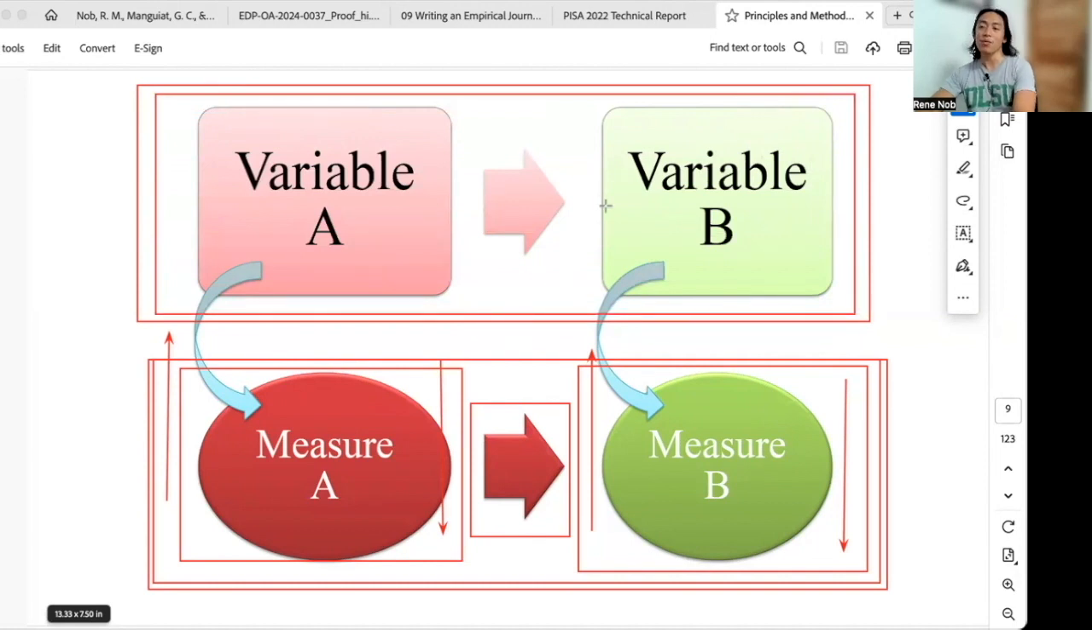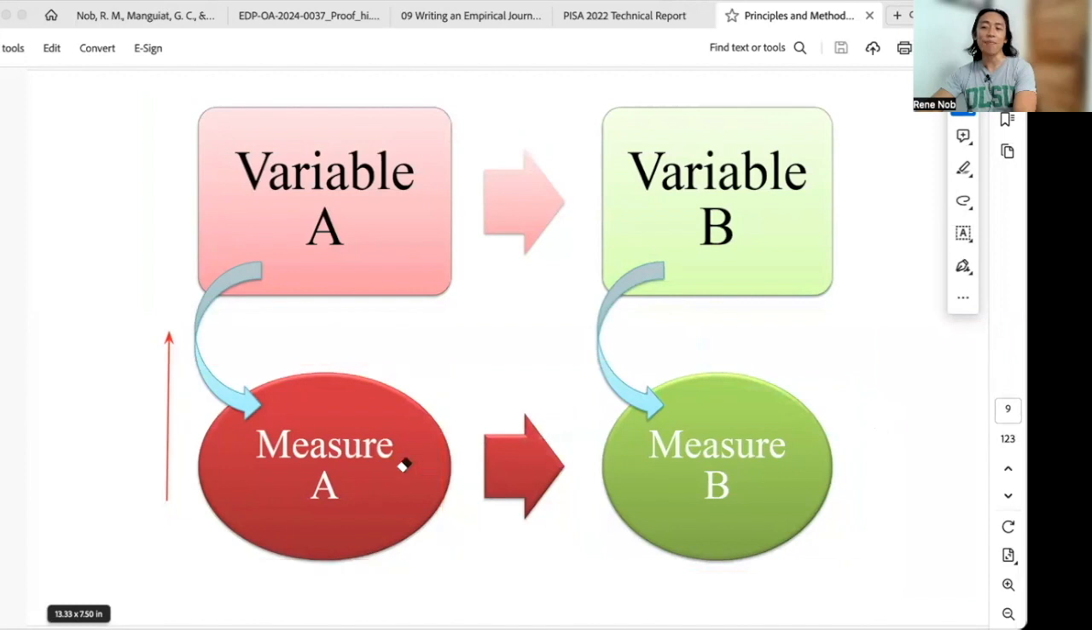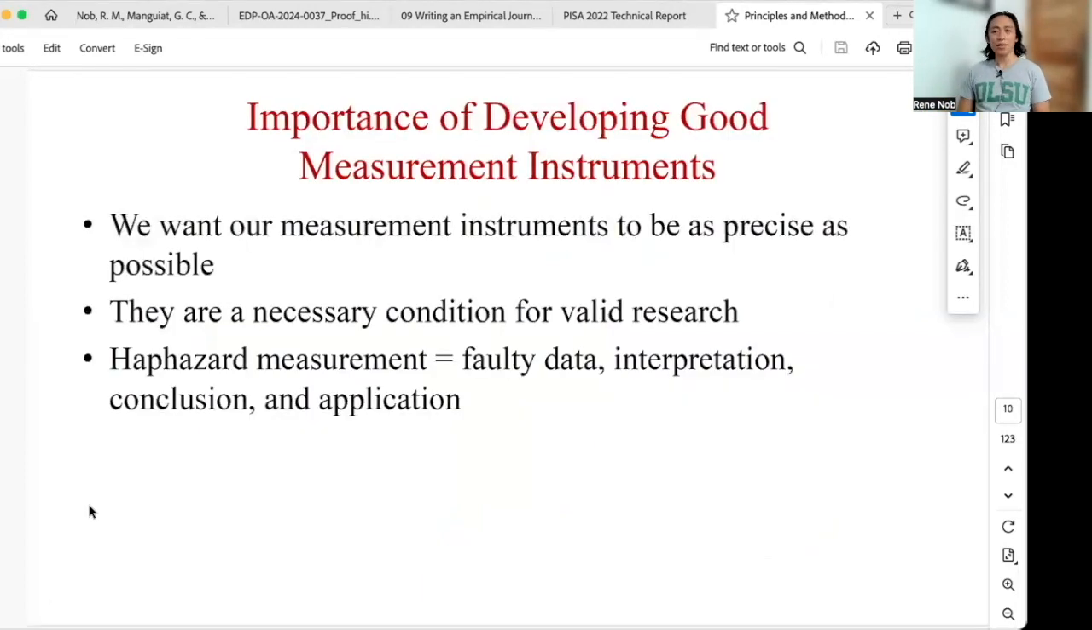So ultimately, you really cannot test the relationship between variable A and variable B. At best, you can do that indirectly by testing the relationship between measure A and measure B. And that's why scales that are intended to capture the variation of variables that we are interested in our own research are very important. Because of that, we want our measurement instruments, we want our scales, to be as precise as possible. Valid measures, accurate scales are a necessary condition for valid research.